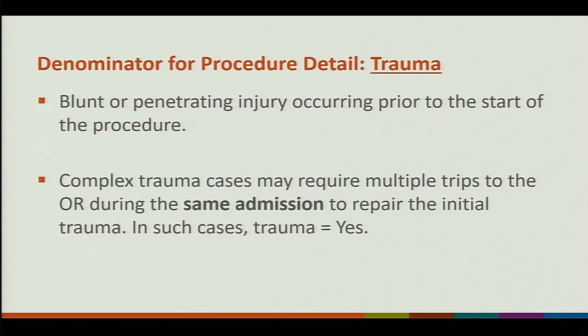How is trauma defined? Trauma is defined as blunt or penetrating injury occurring prior to the start of the procedure. Complex trauma cases may require multiple trips to the OR during the same admission to repair the initial trauma. In such cases, you would indicate trauma equals yes. So, for example, if a patient falls down the stairs and fractures a hip that requires immediate surgical intervention to repair the fracture, this is an immediate trauma, and therefore trauma equals yes.